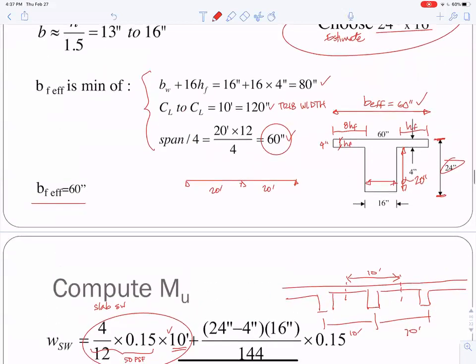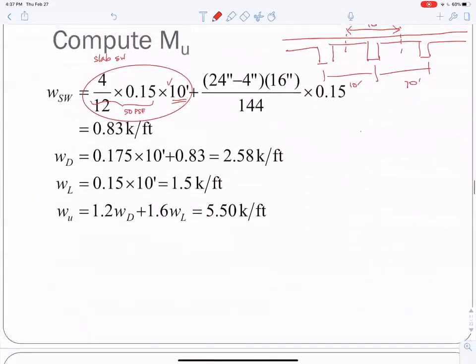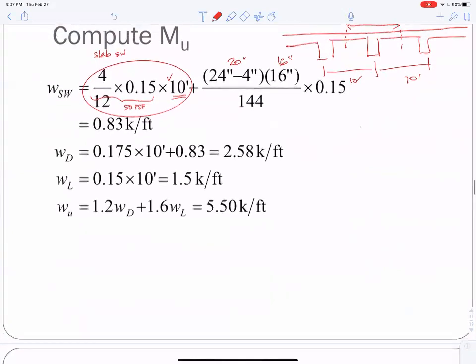Okay, the weight of the beam, we talked about this. Here's this picture. We estimated 24 inches for H. So the additional weight, in addition to the slab, is 20 inches below the slab, 16 inches wide. So the self-weight of the beam is 20 inches below the slab times 16 inches, changed to square feet, divided by 144, and the unit weight of concrete again is 0.15 kips per cubic foot. And this all comes out to 0.83 kips per foot.